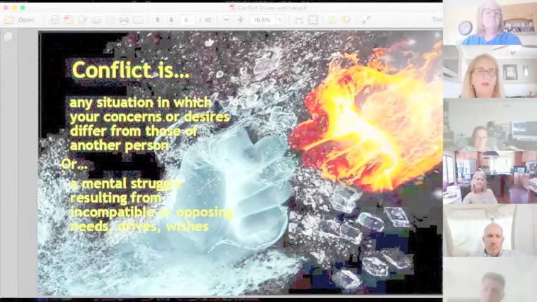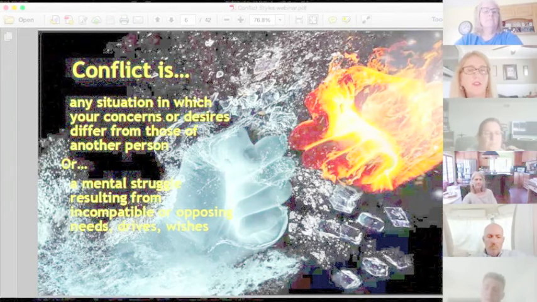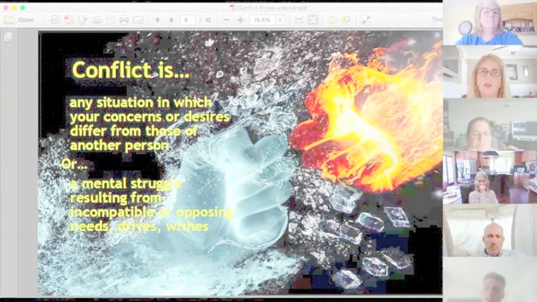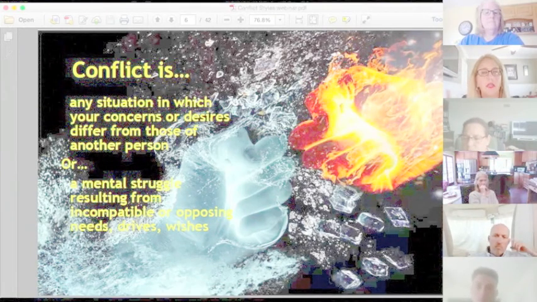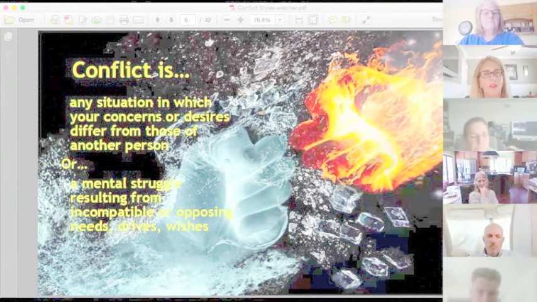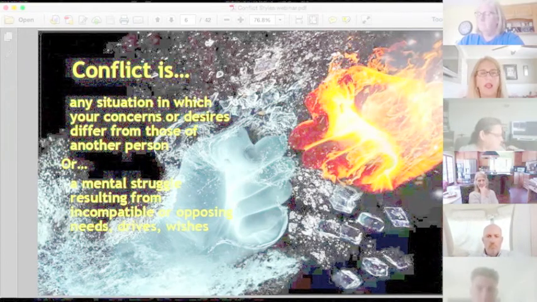So I pulled 2 definitions. Any situation in which your concerns or desires differ from those of the people around you. So concerns or desires, and differ. So disagreement, things are different, or a mental struggle resulting from incompatible or opposing needs, drives, and wishes. So those are the five words I think we can focus on: needs, drives, wishes, concerns or desires, and how they differ from other people.